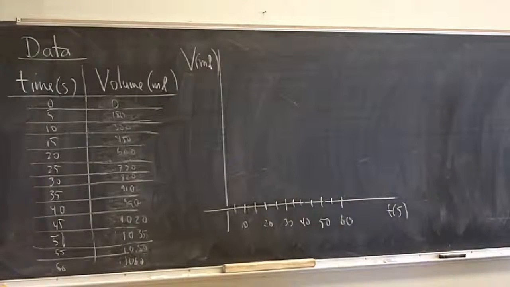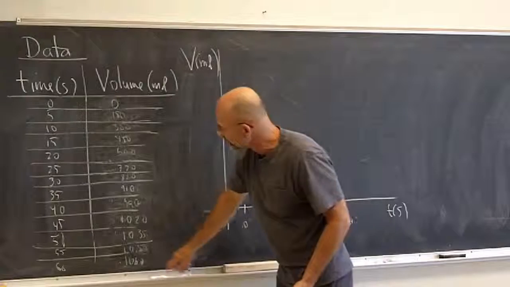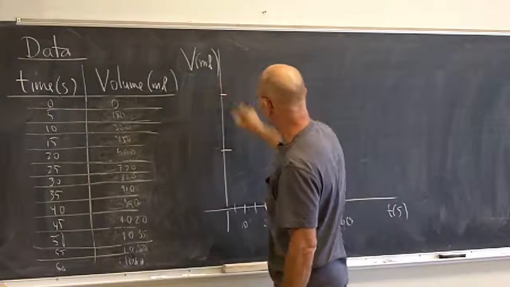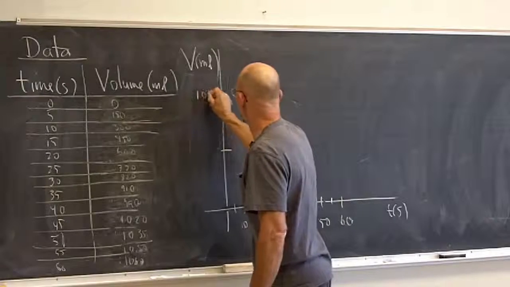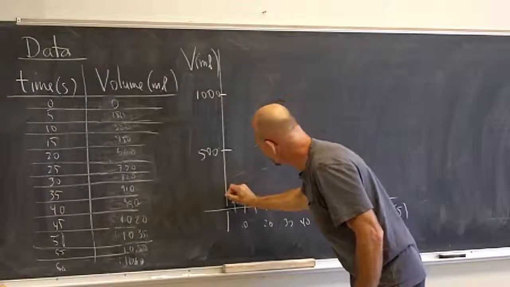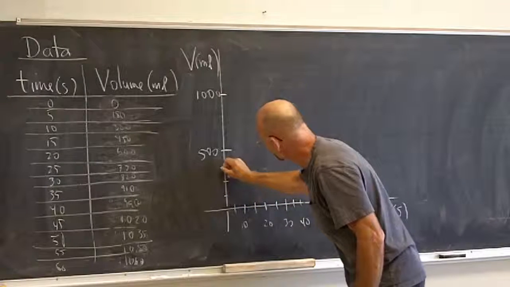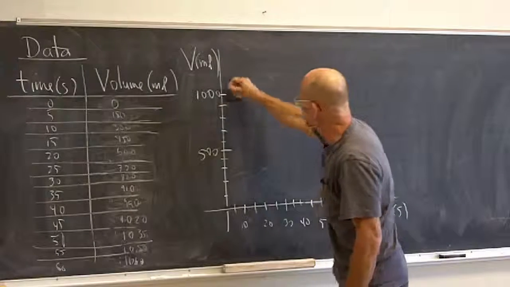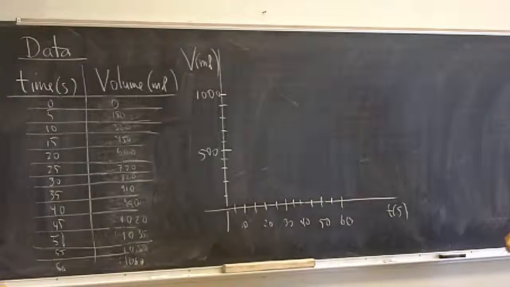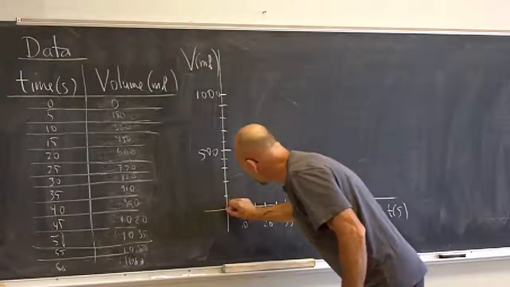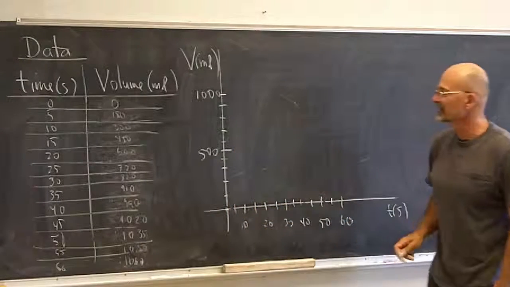There's our time axis. The volume axis, we're just over a liter, so if we go with 1,000 milliliters, then we can fill in here 100, 200, 300, and so on up to 1,000. Let's see what this brings us now. 0 and 0 are a good data point.